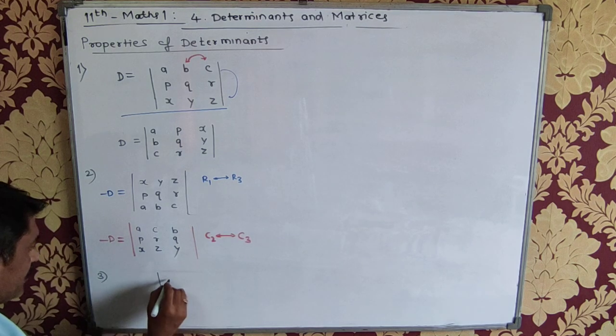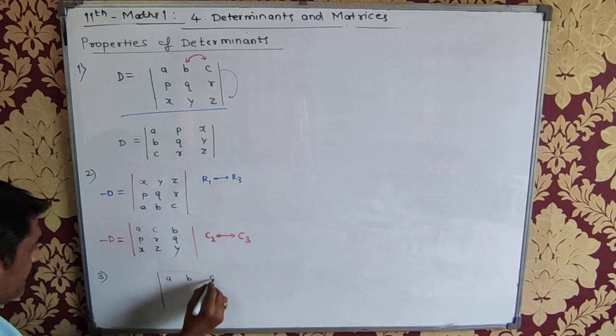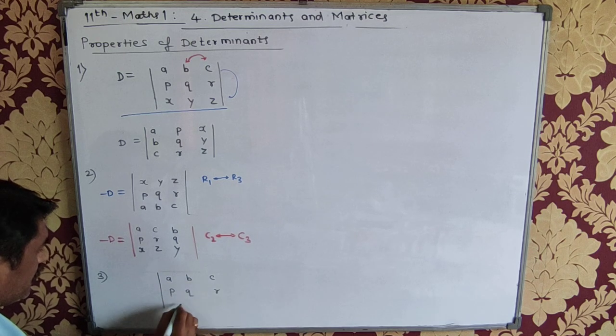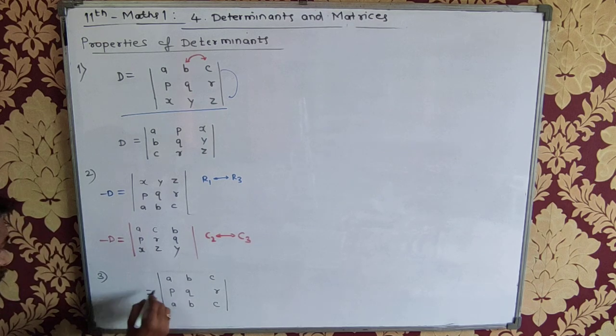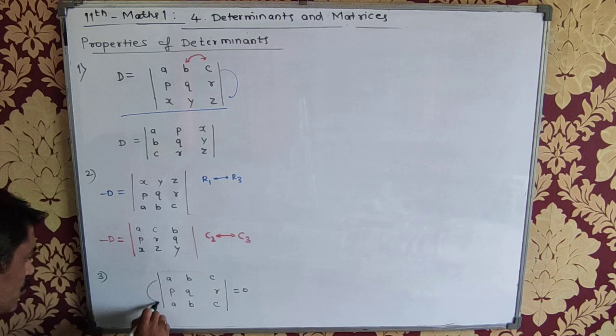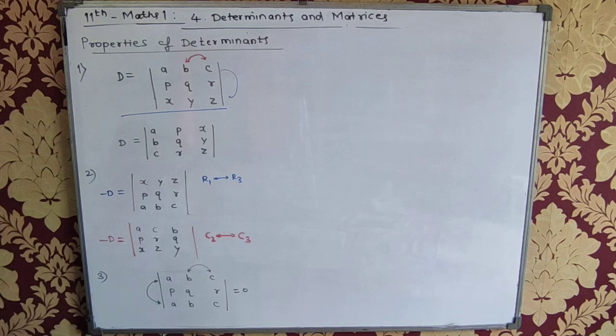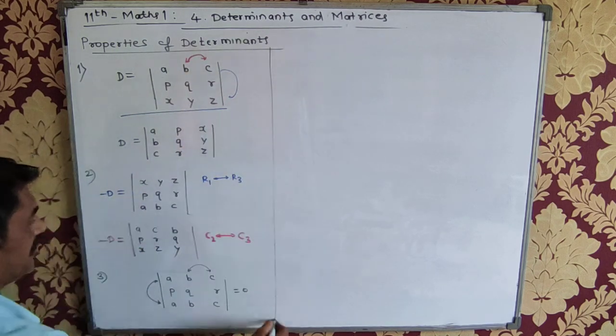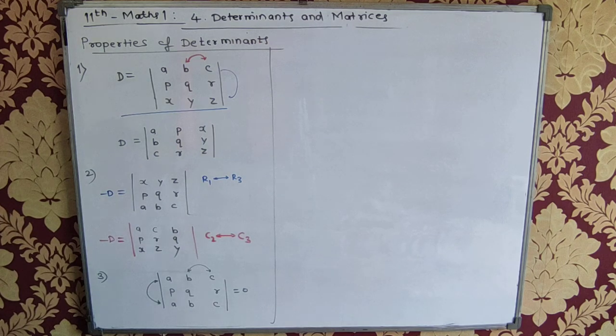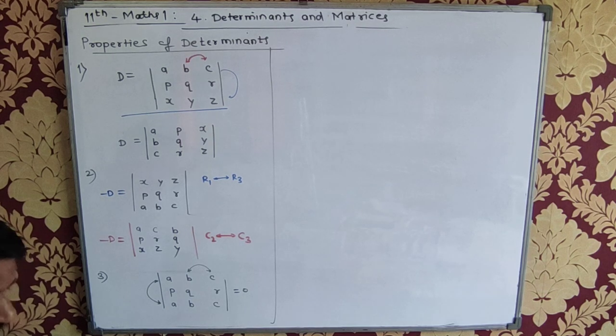Third property. Suppose there is a determinant with rows A B C, P Q R and A B C. Then its value is 0. If any two rows or any two columns are identical, the value of determinant is equal to 0. That is the third property.